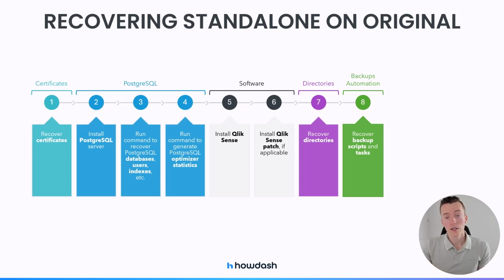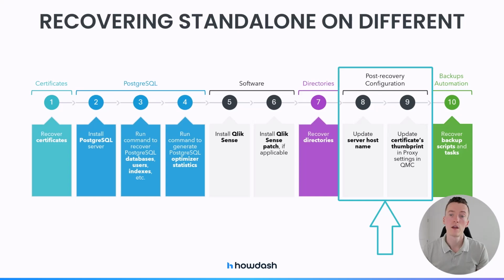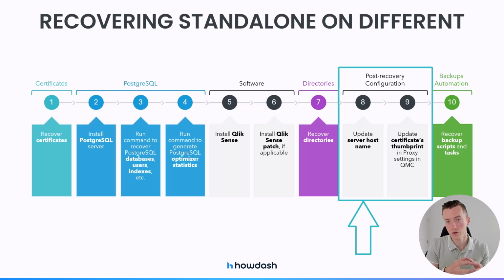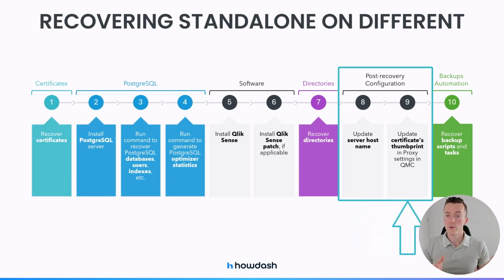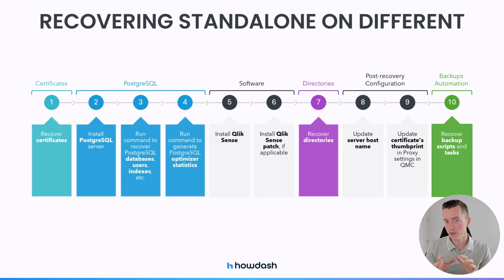And again, just like with the bundled installation of PostgreSQL, if you're recovering your Qlik Sense server on a different machine, you do have to have these two extra steps where you run a command to get Qlik Sense essentially acclimated to the new server. The command will update server hostname wherever is applicable, and then you swap the certificate thumbprint in the proxy settings of QMC. So hopefully that makes sense.